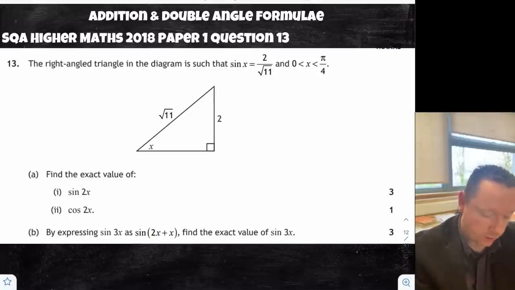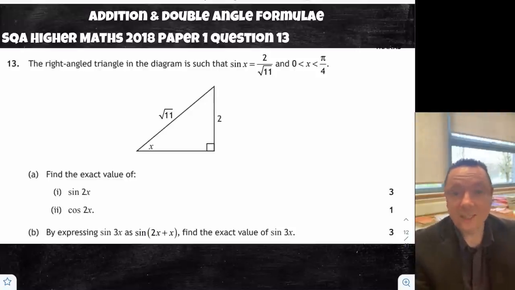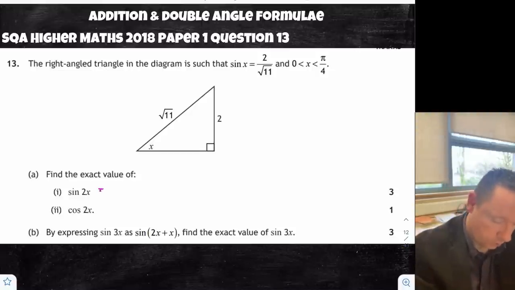Find the exact value of sine 2x. Well, sine 2x is 2 sine x cos x, so I can write that as 2 sine x cos x. So I need to know my cos x, so let's go back to the triangle.